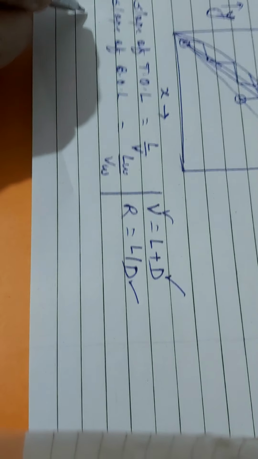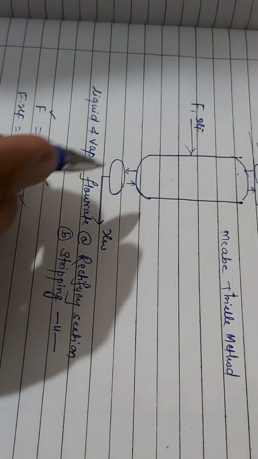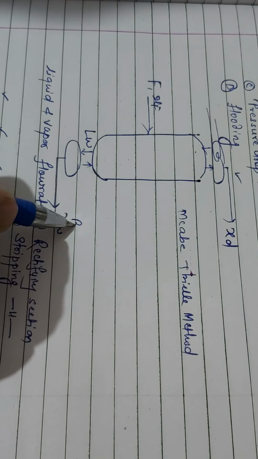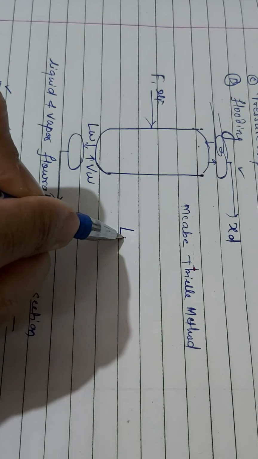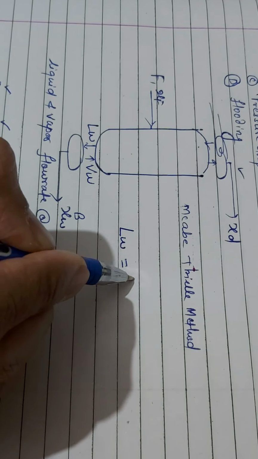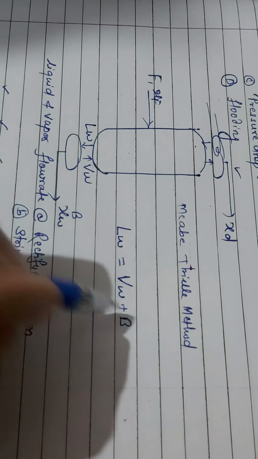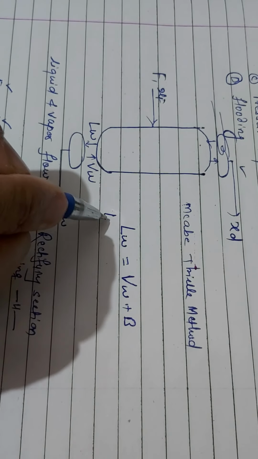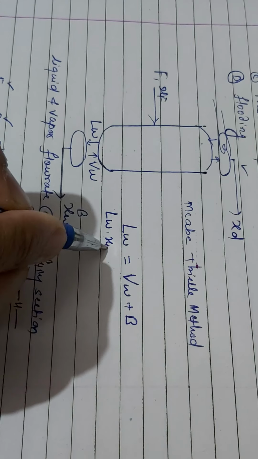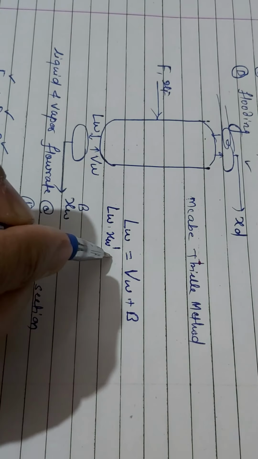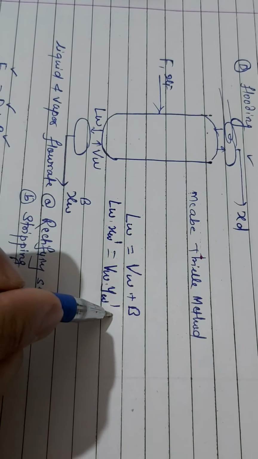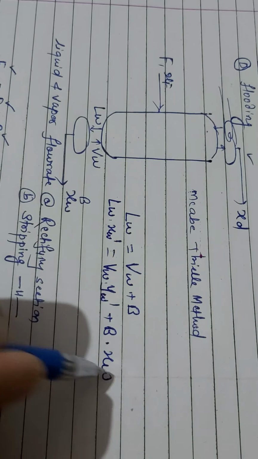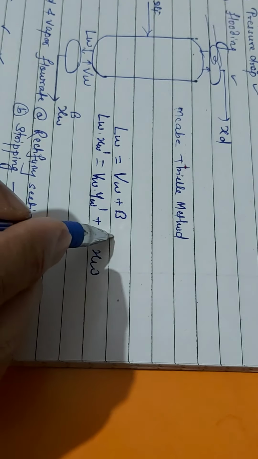Whereas at the bottom, if you look at this, this is LW, this is B, and this is VW. So the balance is: what is coming in is LW, what is going out is VW and B. If you look at the component balance, it is, I'll write XW dash because this and XW are different, VW YW dash plus B into XW. So what is known here? B is known.